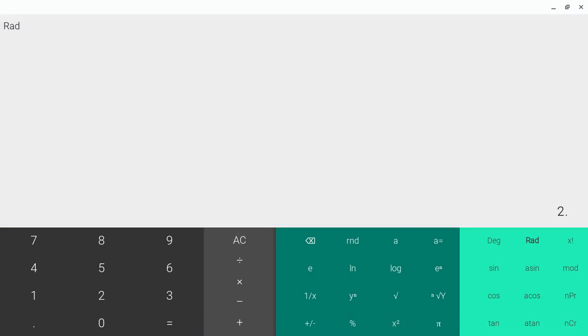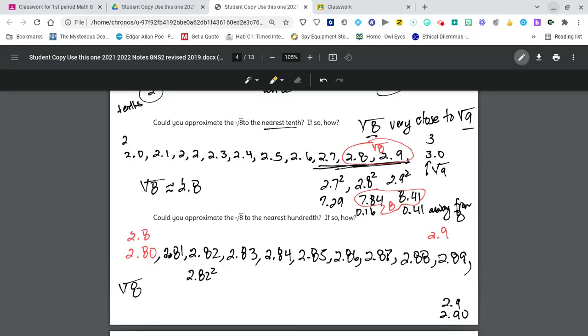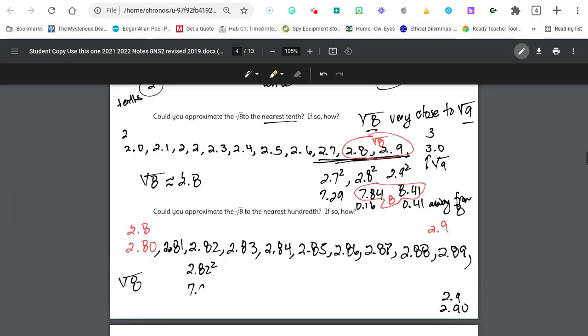Okay, so you have 2 and 82 hundredths. We're going to square that and see how close we get to 8. 7.95. Because that 2 will tell that 5 to stay the same if we're rounding. So that's pretty close. Okay, so that's 7 and 95 hundredths, which is only like 5 cents away from 8.